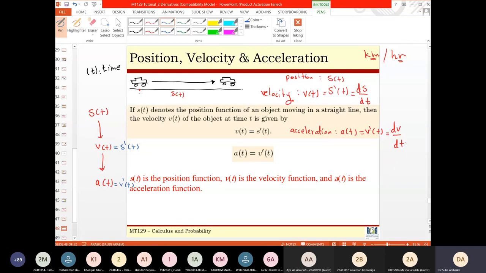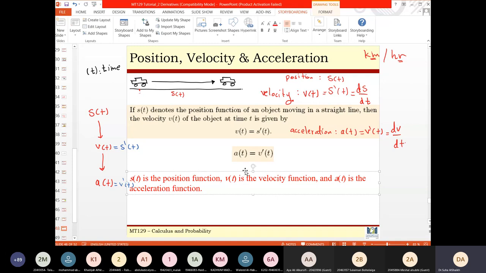We don't care about the units, whether kilometer or hour or minute. What I care about is that you know this rule. S is the position. How much position is changed with respect to the time will give me the velocity, which is the derivative of S. Derivative of velocity will give me the acceleration. Got it?